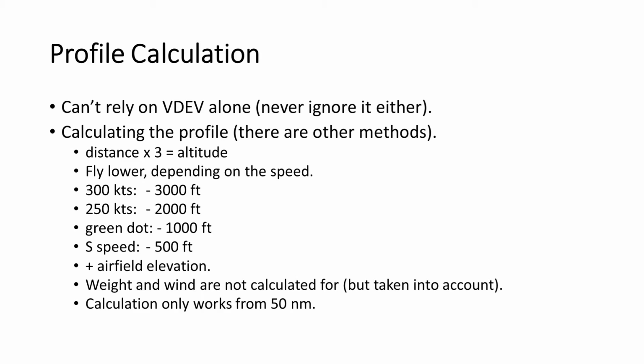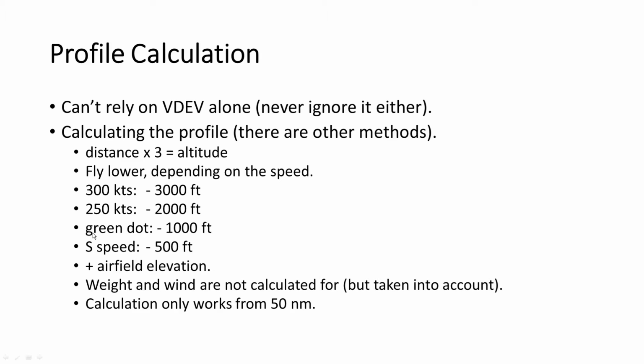So how to calculate the profile? There are other methods, but this is the method I teach. You take your distance, multiply it by 3, then you will get an altitude. And then you have to fly lower depending on your speed. How much lower? It will use pre-computed altitudes and speeds. If you are at 300 knots, you should fly 3,000 feet lower. Easy to remember, 3, 3. If you're flying 250 knots, you should fly 2,000 feet lower. Again, easy to remember, 2 and 2.